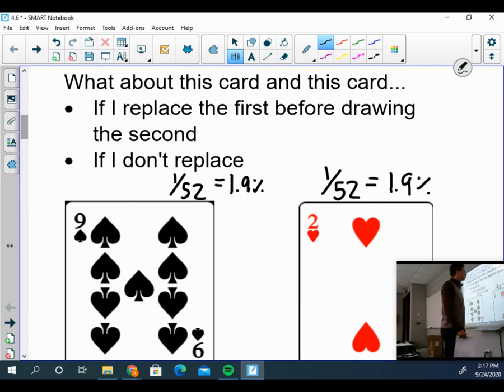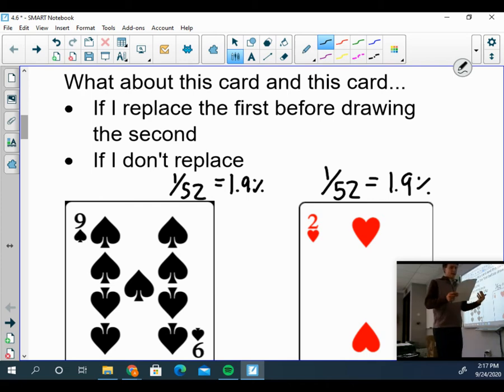Well, not quite. You see, if I want to figure out the probability of both occurring, what I hope you recognize in your brain, the problem was saying the chance of this happening, of me drawing a nine of spades, putting it back, and then drawing the two of hearts. The problem with just saying that's 1.9% is if we think about it, it should be less likely. The likelihood of me drawing a nine of spades should be greater than the chance of me drawing a nine of spades, putting it back, and then drawing a two of hearts. And here's how you handle it.